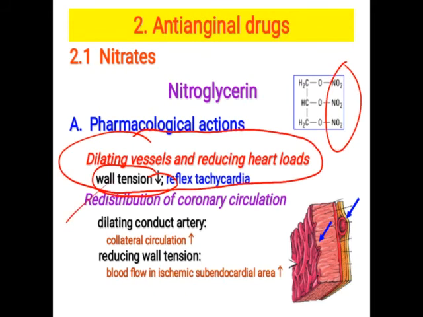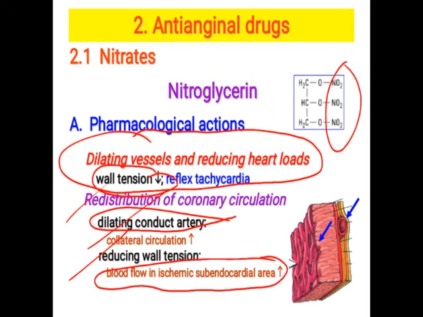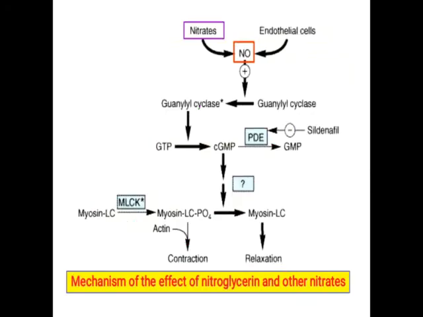It also redistributes the coronary circulation, which causes dilation of the artery. It causes collateral circulation and reduces the wall tension. This reduction in wall tension is responsible for the flow of blood through the ischemic areas. So these are the functions of these drugs.